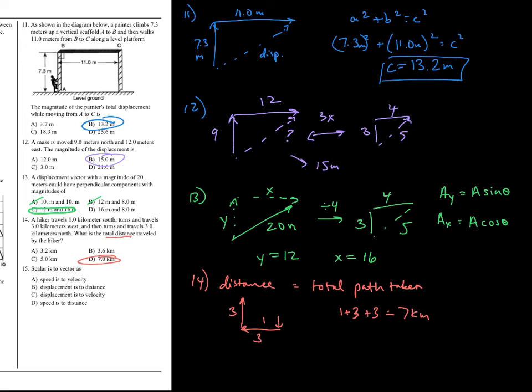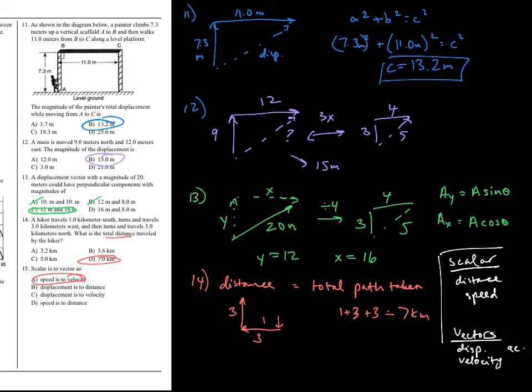Number 15, scalar is to vector as speed is to velocity. So that you kind of have to know for 15. Remember, scalars are magnitude only and vectors are magnitude and direction. Examples of scalars that we already talked about are distance and speed, whereas vectors we talked about are displacement, velocity, and acceleration. Keep in mind, speed and scalar are S's, vectors and velocity are V's, S and V. That's a good way to remember that specific example.